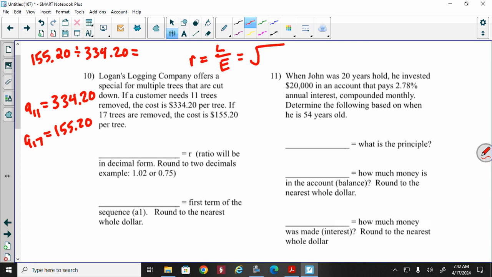Yep. And the more numbers you put at this stage, the more accurate it's going to be. So 0.46439. I'm just going to put that much. But remember, you got to root it. So that's the 11th term, that's the 17th term, that is the 6th term.